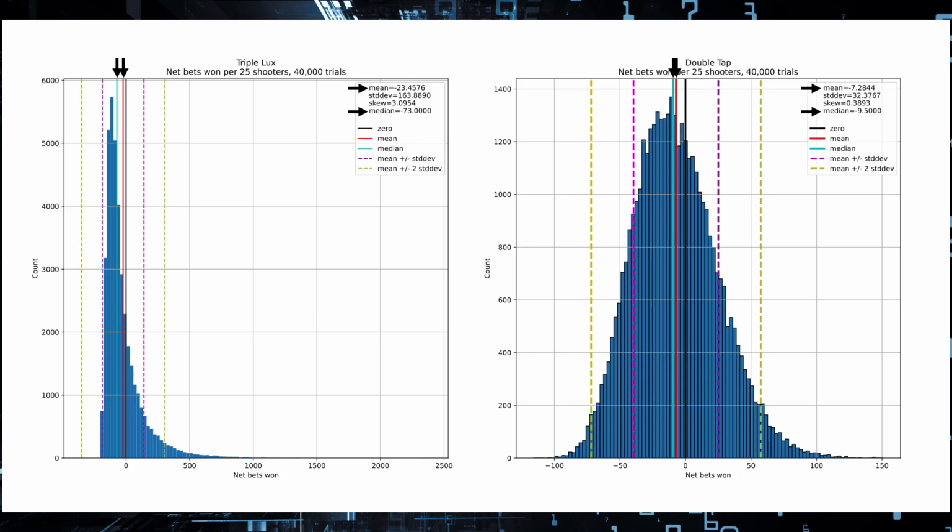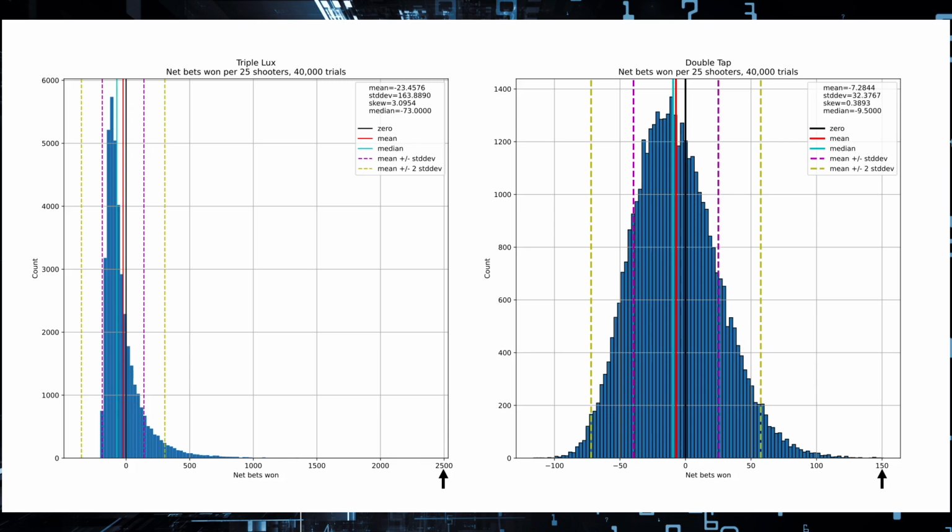The next thing to notice is that the horizontal scale is very different between the two plots. Double tap contains most of its distribution within about 150 bets. The plot for Triple Lux extends all the way to 2,500. That's because when I ran the program for double tap, I just followed a simple collect strategy after the double tap part executed. But for Triple Lux, the bets continued to increase to the second level and generate very large returns.